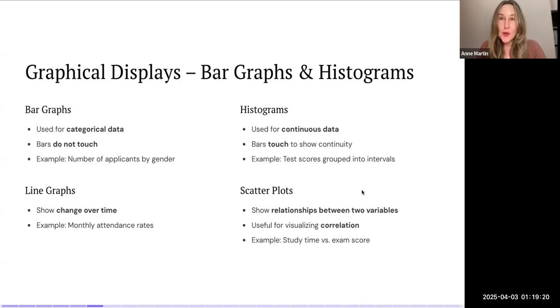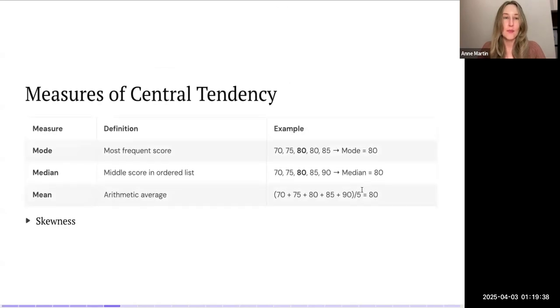Now, I'm also going to show you in this lecture a few examples of some of the data tables that are really common in educational research, particularly in APA style, so you can get some practice on how to interpret both descriptive and inferential statistics when it's presented in a table format.